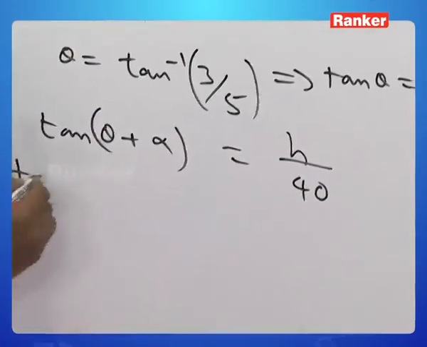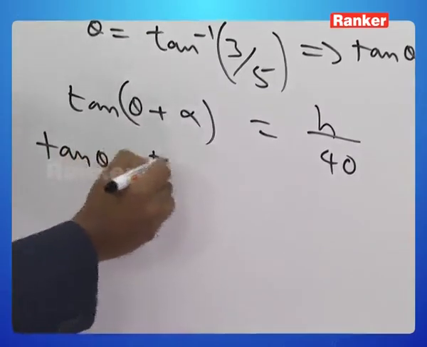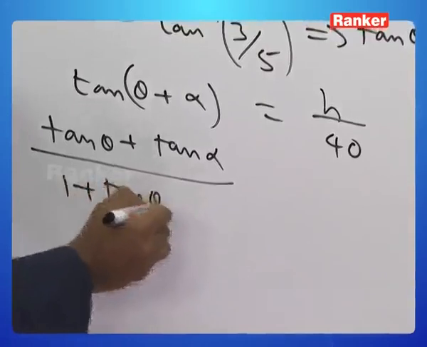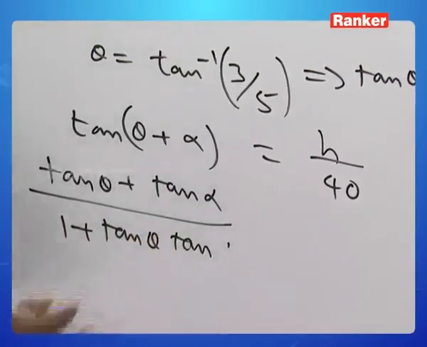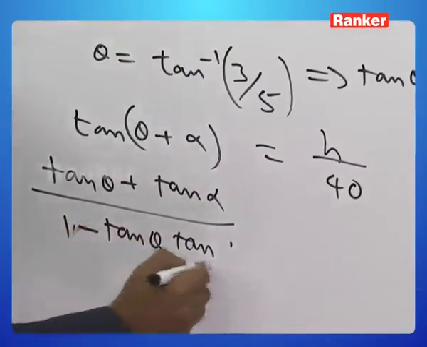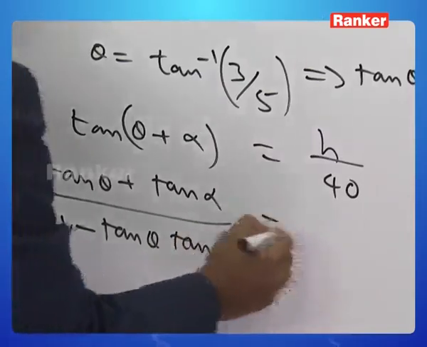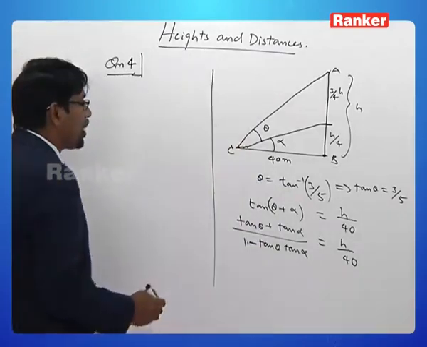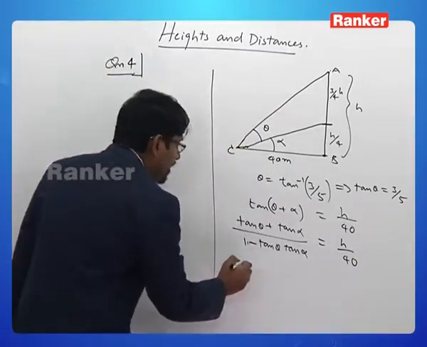So, that is again tan theta plus tan alpha by 1 minus tan theta tan alpha. And that is equal to h by 40. But what is tan theta for us?